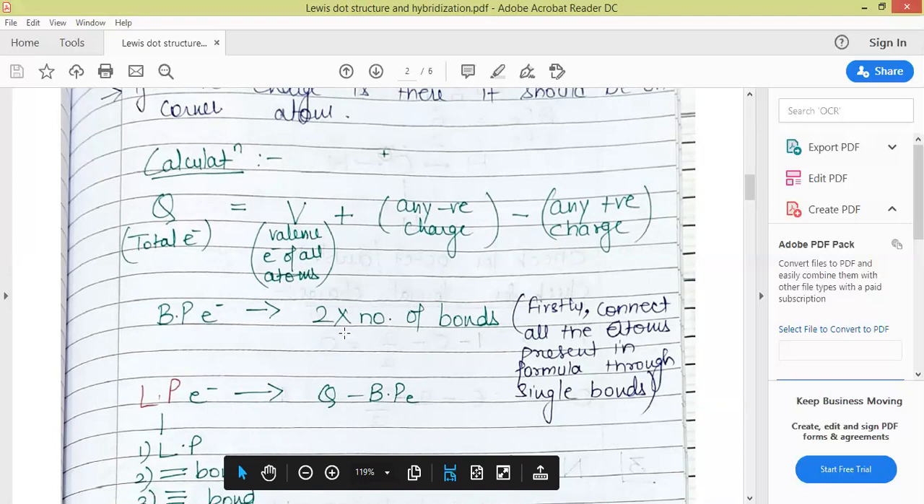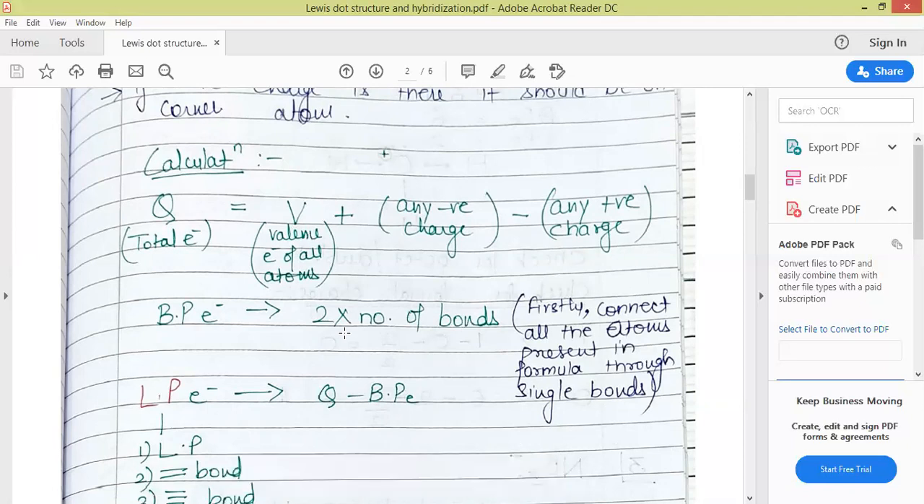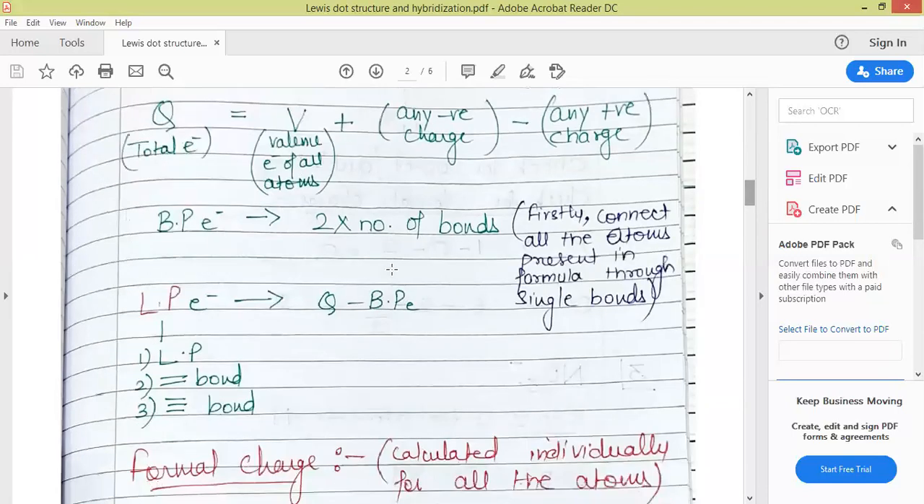Then we count the bond pair electrons. The carbon is forming 2 bonds, with 1 oxygen each. So 2 bonds are there, that is, the number of bond pair electrons comes out to be 4. Then in the third step we calculate the lone pair electrons. Here Q came out to be 16 and bond pair electrons are 4. So lone pair electrons is Q minus bond pair electrons, which comes out to be 12.